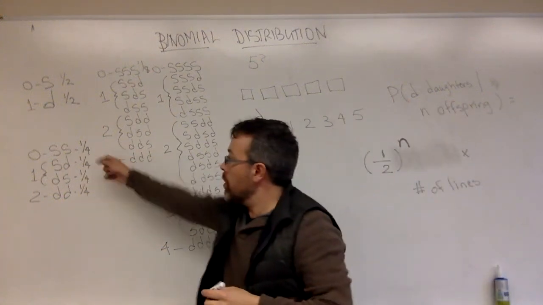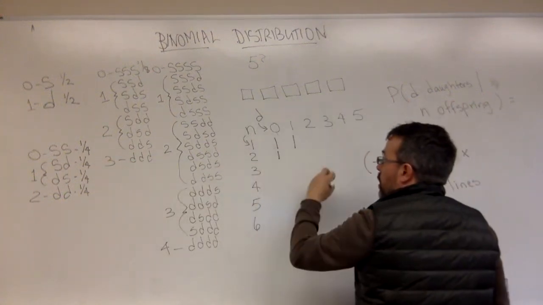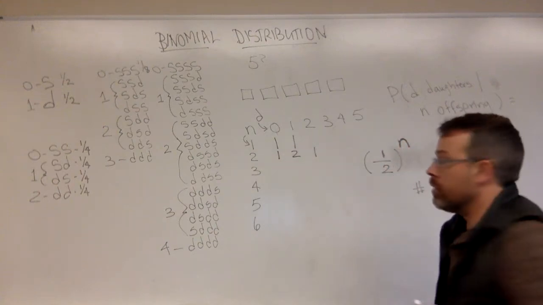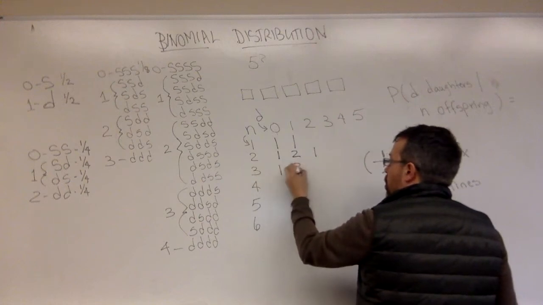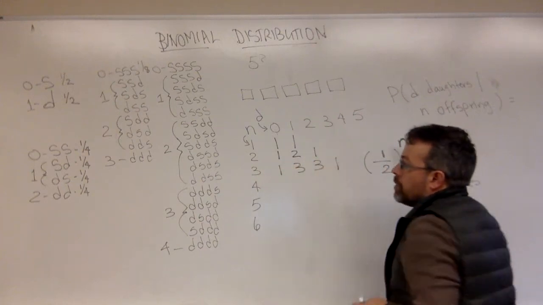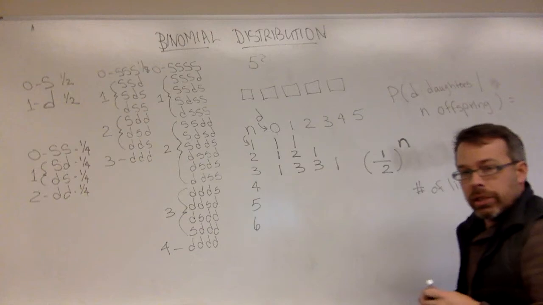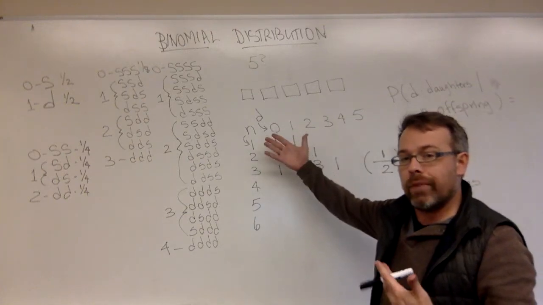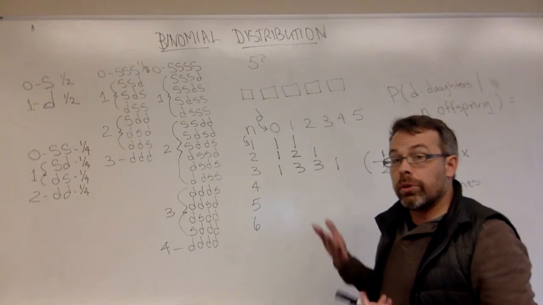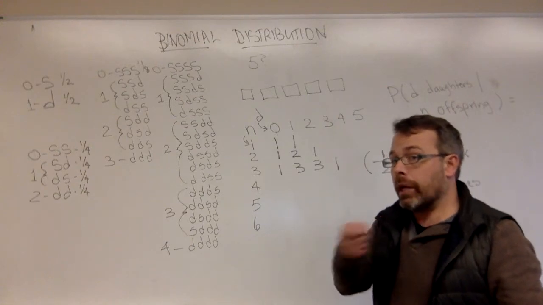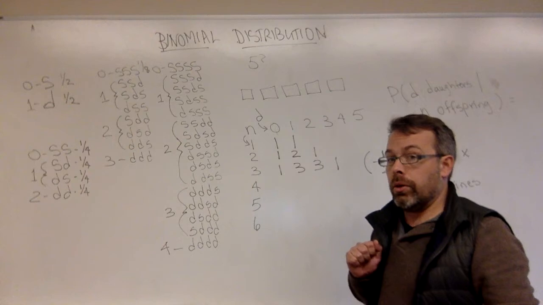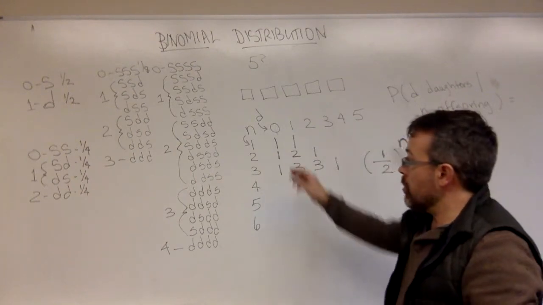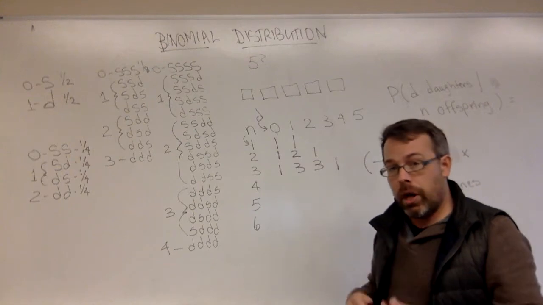For 2, we found that it went 1 line for 0 daughters, 2 lines for 1 daughter, and 1 line for 2 daughters. For 3, we get 1, 3, 3, 1. Okay, so we see some patterns here, right? First, if we have 0 daughters, how many different ways can we get 0 daughters? There's only one. It's if every offspring is a son. So son, or son, son, or son, son, son, or son, son, son, son. So there's only one way to get 0 daughters.